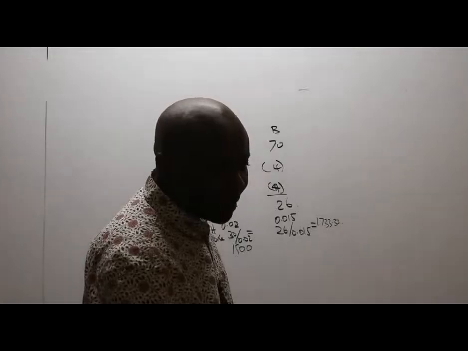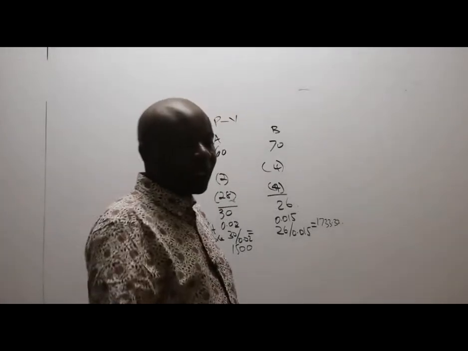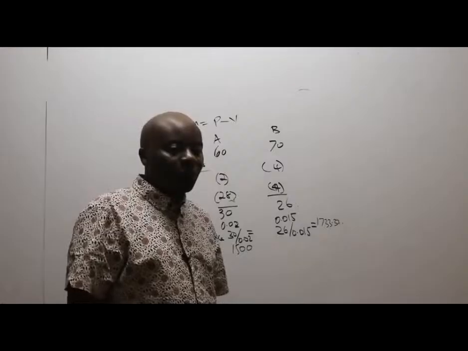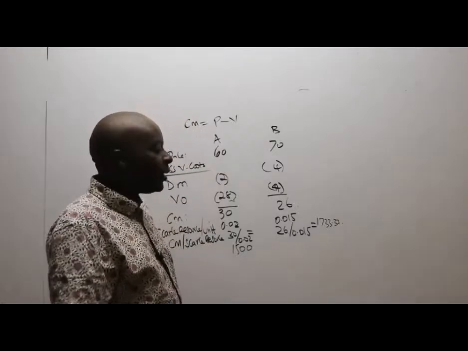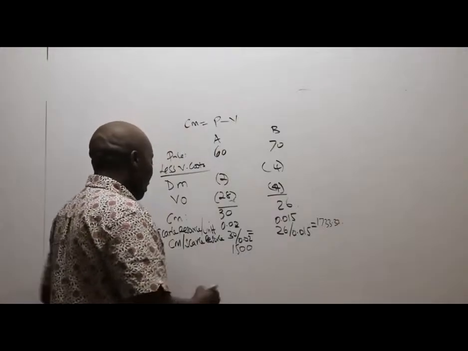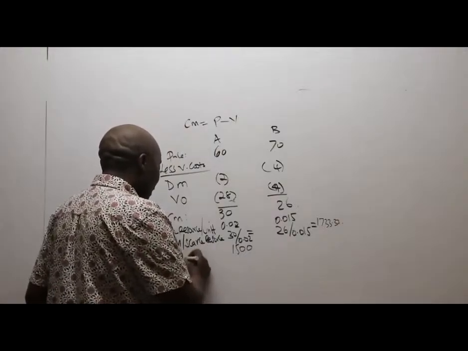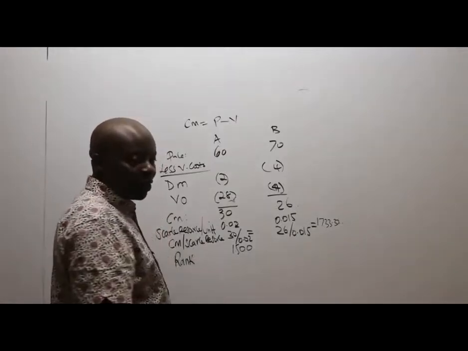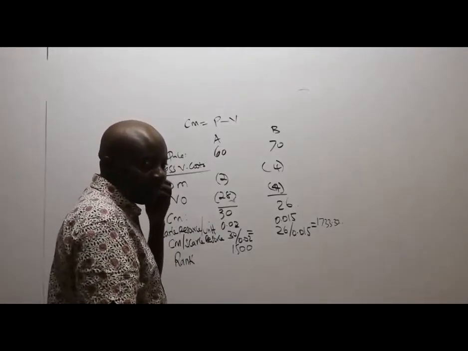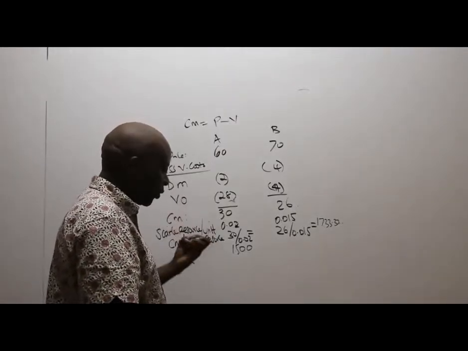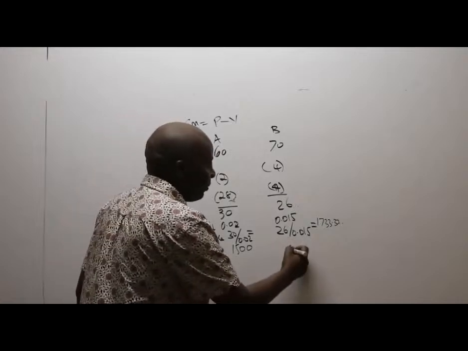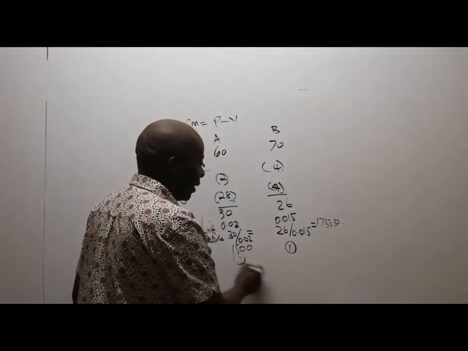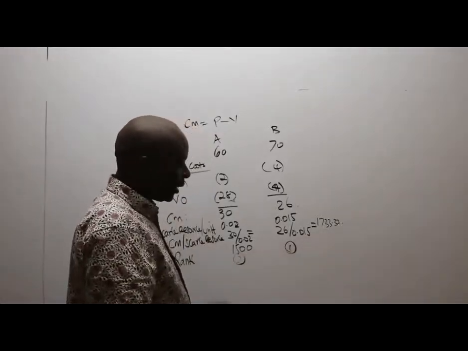So then, having gotten this CM per scarce resource, what do you think will be the next step? The next step, ladies and gentlemen, is to come and rank. Of course, the one that has got the highest contribution per scarce resource takes up number 1. So B will be number 1. B has got 1733. So this takes number 2.